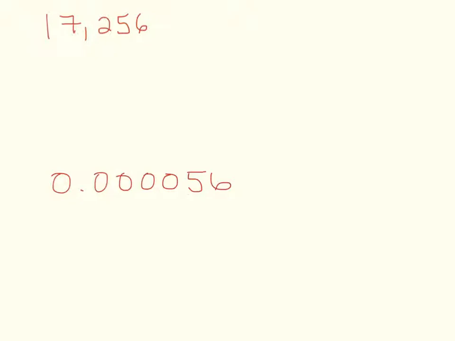So we have 17,256, but I mean, this is not even a really big number, so we're going to make this actually 17,256,000, okay? I've just added 3 other zeros onto that. So when we're working with these types of numbers, the first thing that we want to be aware of is, are we moving our decimal place to the left or to the right? Because that will dictate to you if your exponent is either positive or negative.